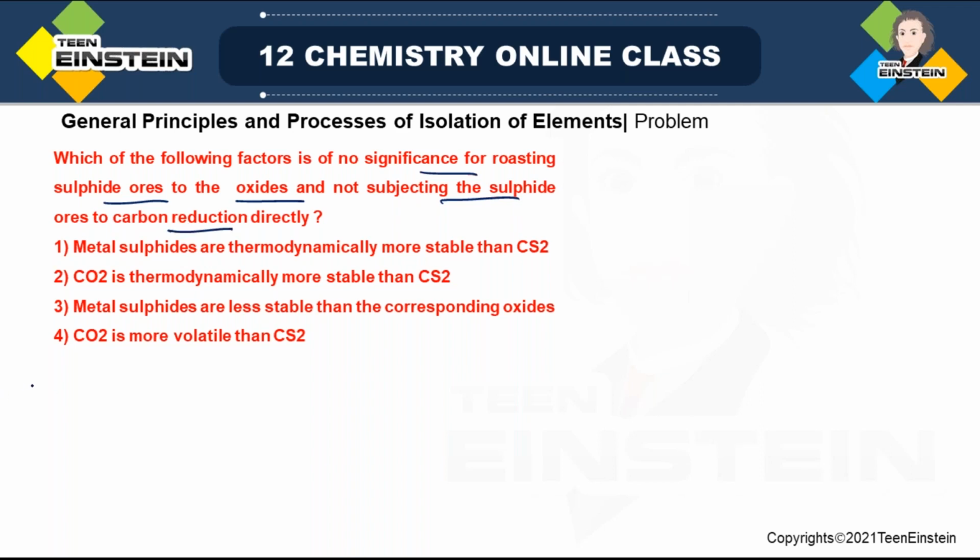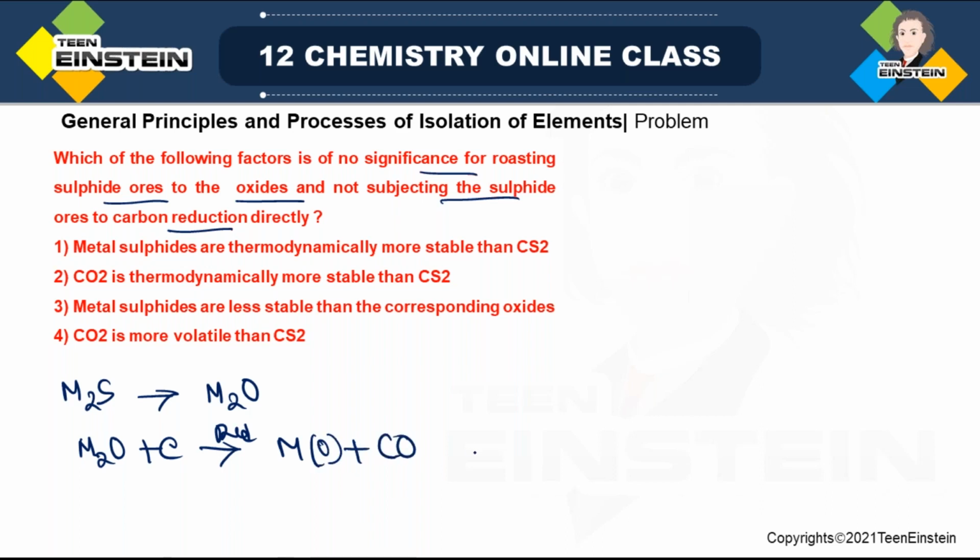So sometimes we have seen when we have any metal sulfide, suppose we have M2S metal sulfide, it may be copper. Now this sulfide is first converted to oxide, and then this oxide is treated with carbon, that is a reduction. You get the metallic form and carbon is converted to carbon monoxide. But directly we do not do the reduction on M2S. This type of reaction we have not seen.